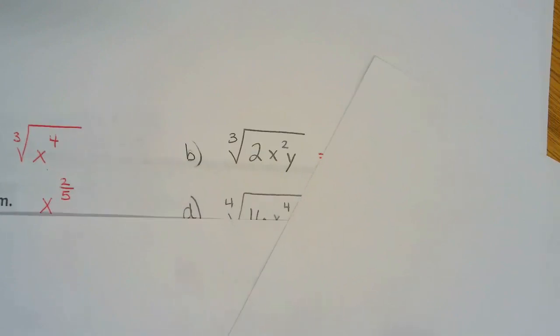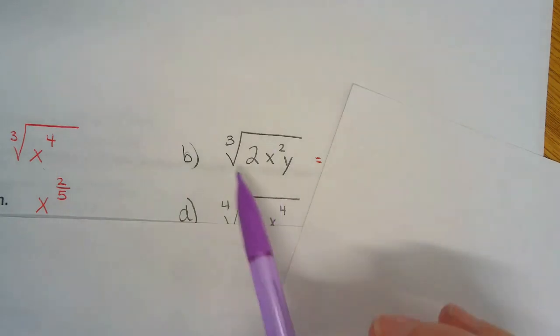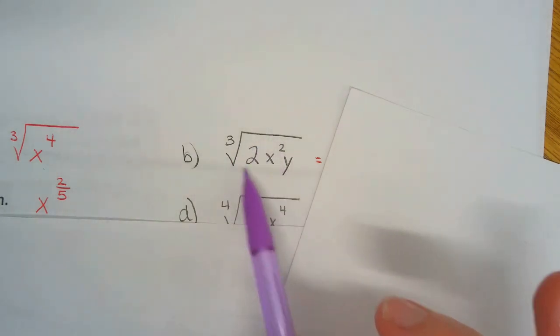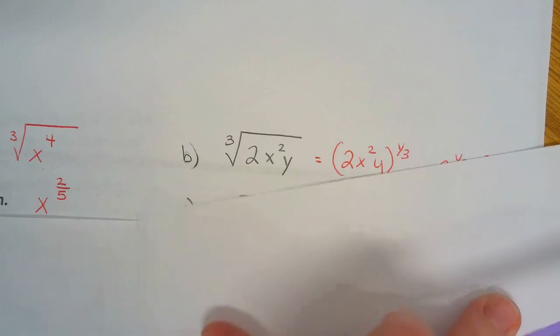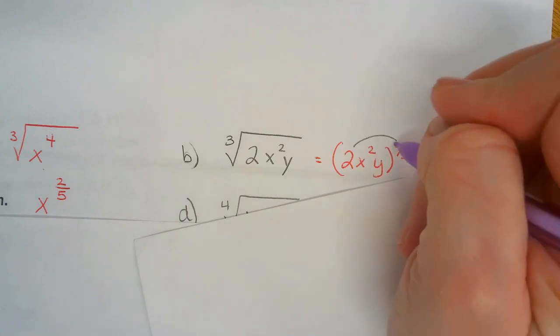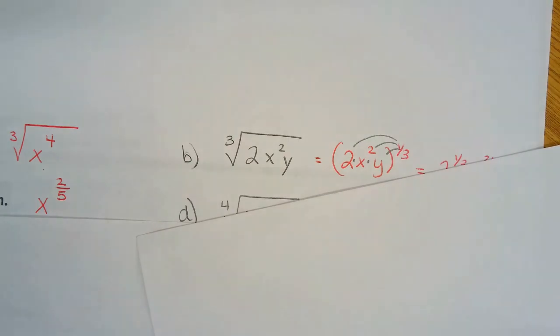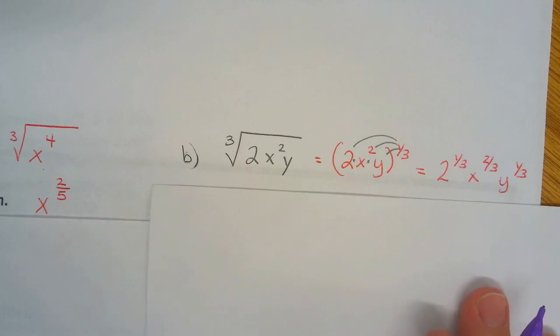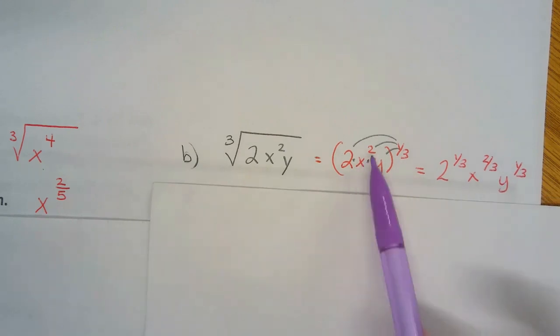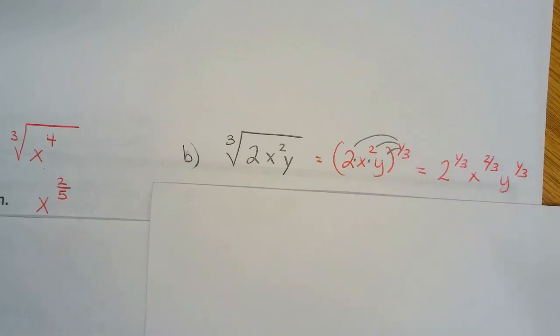Now over here, a little bit more progressing. So you've got multiple things that you are doing. First, I'm going to rewrite this so that I have a fraction exponent. So everything gets raised to the 1/3. Now I'm going to use my exponent rules and I'm going to make sure I distribute that 1/3 to every variable or real number. So I'm going to write it as 2 to the 1/3. This would become x to the 2/3 when you distribute, and then y to the 1/3.